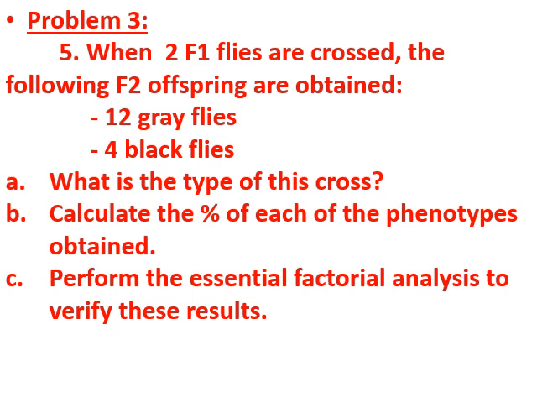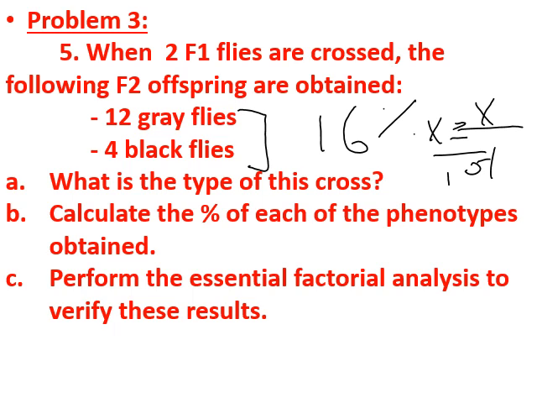When two F1 flies are crossed, this is called a self-cross. The following F2 offspring are obtained: 12 gray flies and 4 black. What is the type of this cross? This is called a self-cross. Calculate the percentage. First step, you have to get the total: 12 plus 4 is 16. So the percentage of x is equal to x over total multiplied by 100. You have to do this before you can go to the factorial analysis.